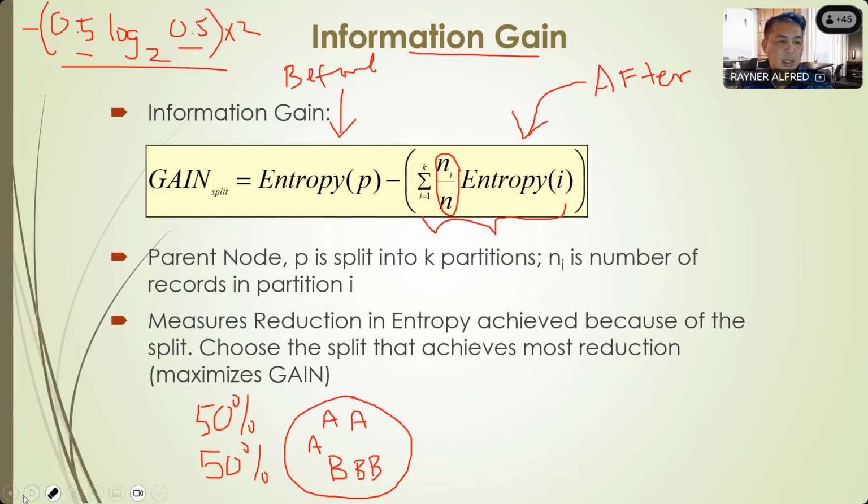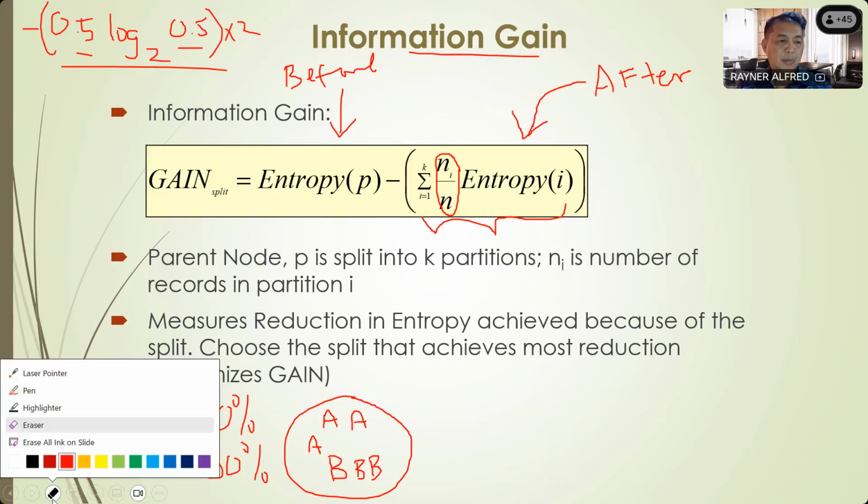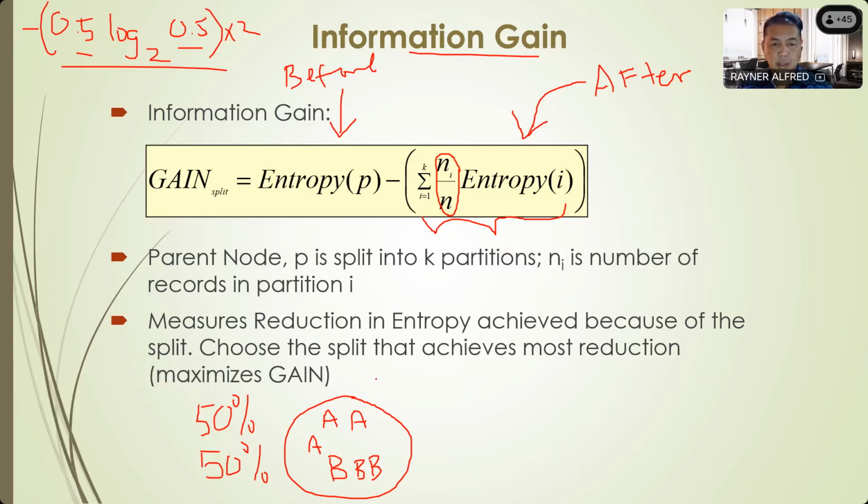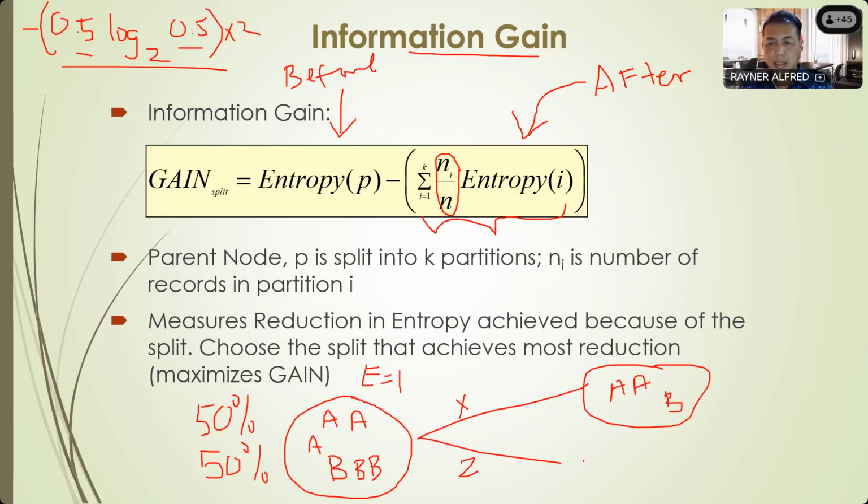Okay, let's suppose we have split them using keyword. So the entropy here is 1. So let's suppose we use the keyword X and Z. But for this one, we have A, B, and then over here we have B, B, A. Okay.